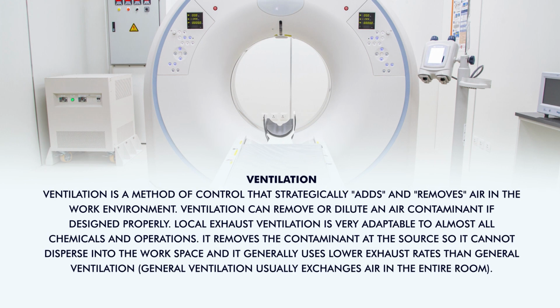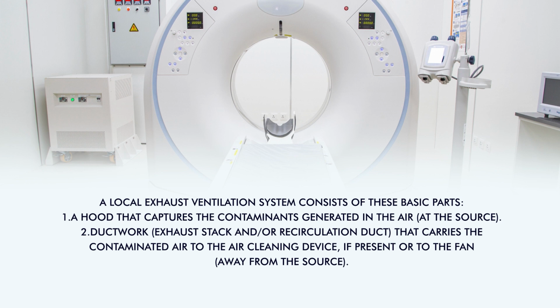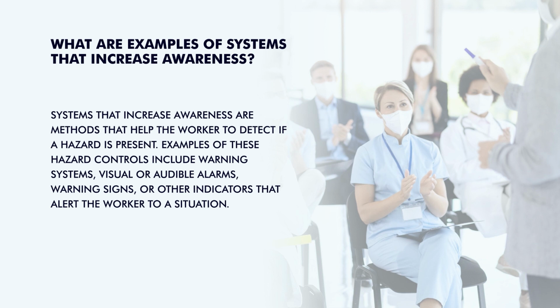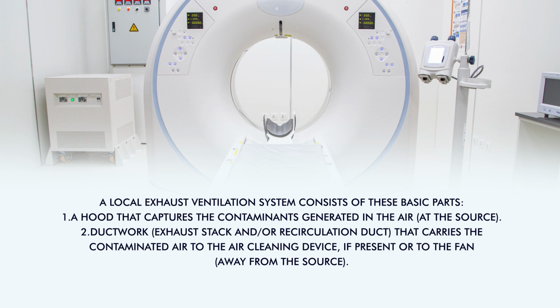And also ventilation is most important. It is one of the methods to control exposure, that is local exhaust ventilation, which is very adaptable to almost all chemicals and operations. It will definitely remove the contaminant at the source. Local exhaust ventilation is an effective means of controlling hazardous exposure. That means a hood should be there that captures the contaminants generated in the air, and also ducting, and a fan which draws the air from the hood into the ducts and removes the air, and also air cleaning devices that can be used.